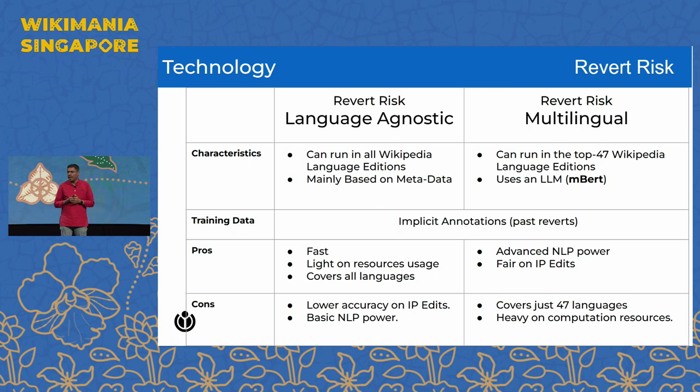So this table shows just a comparison. Irrespective of which model we are using, both of these machine learning models are trained on the past reverts, the past history of all the edits happening in every Wikipedia. So that's where this was trained. If we are using a large language model, you may already know that it requires a lot of computing power. Running them is expensive, and they are not good at supporting all the languages. I think MBERT supports 47 languages, but we want to make sure that this scales beyond 47, available for all the languages. So we are working on the language agnostic scoring system, and we are rolling it out slowly. It's in the initial days.